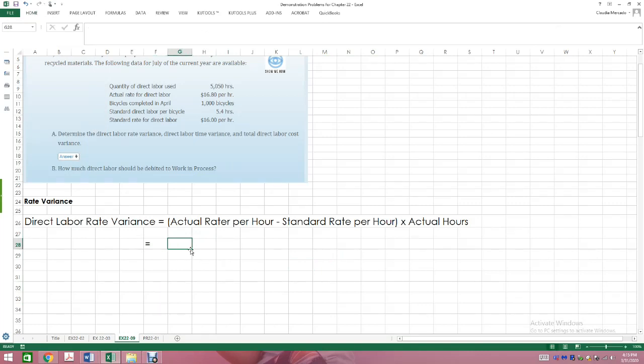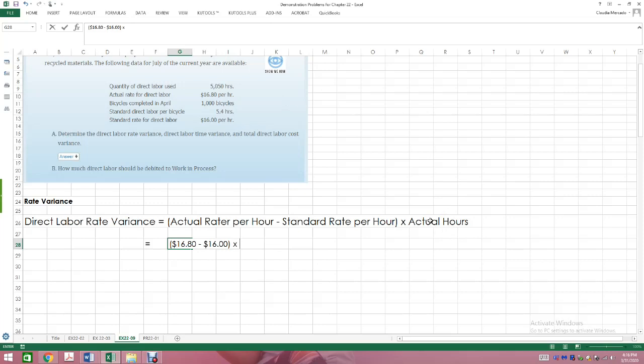Okay? So, my actual rate per hour. It says here your actual rate per direct labor hour is $16.80. So I'm going to open my parentheses, $16.80, and subtract your standard rate per hour, which is $16. Then you're going to multiply times your actual hours.